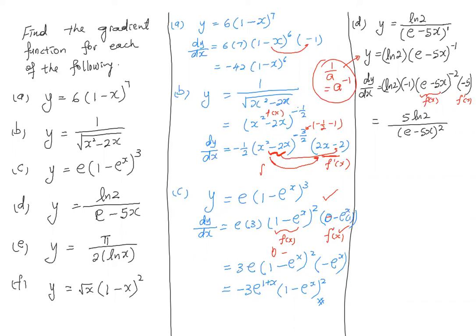Okay. Now we go to part E. Thaddeus, how to do E? Write it first. I have to rewrite y equal to bracket 2 log x bracket to the power negative 1.